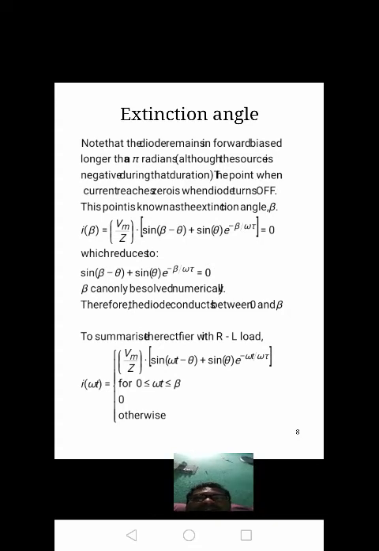To summarize the rectifier with RL load, I of omega t is equal to Vm by Z into [sin(beta minus theta) plus sin theta into e power minus omega t by omega tau] for 0 less than or equal to omega t less than or equal to beta. Otherwise, i of omega t is 0.